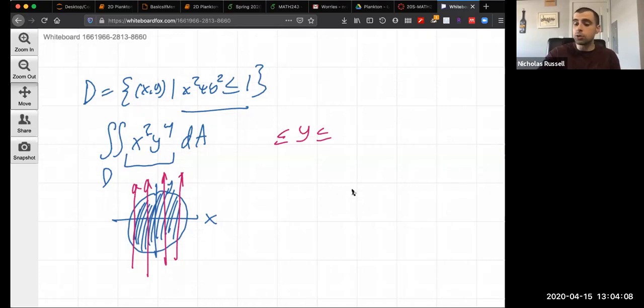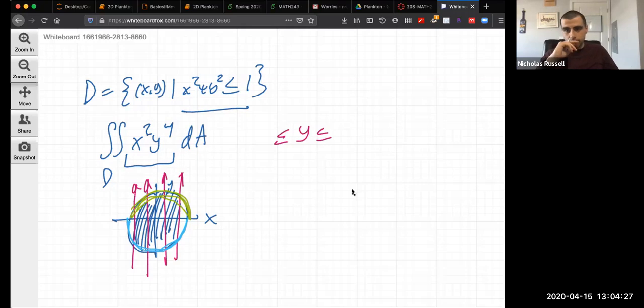So what I'm going to now do is see where I always enter the region from. As you can note here, I'm always entering the region from the bottom part of the circle, and I'm always exiting the region from this top part of the circle. I'm always entering the region from blue, exiting the region from green.